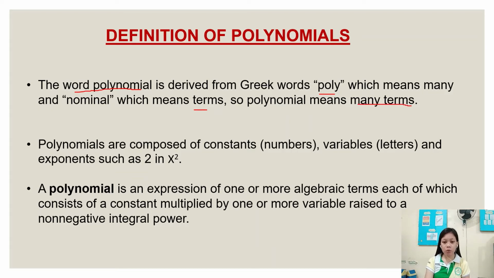Polynomials are composed of constants, or numbers, variables, or letters, and exponents such as 2 in x squared. A polynomial is an expression of one or more algebraic terms, each of which consists of a constant multiplied by one or more variables raised to a non-negative integral power.